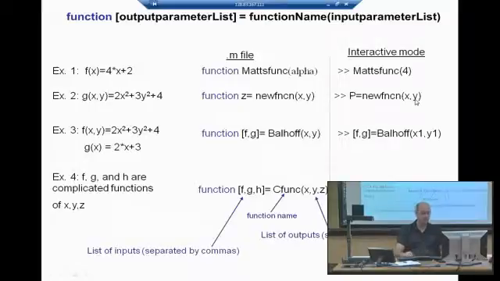I could say a is equal to 2, b is equal to 3, and say new function of a and b. And then the output is not z, I call it p, but it knows when I run that z corresponds to p. And I give a few other examples over here.